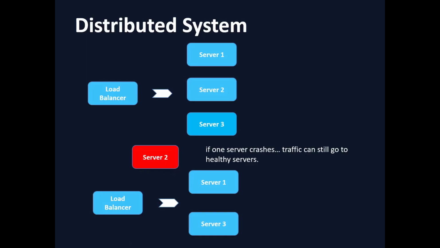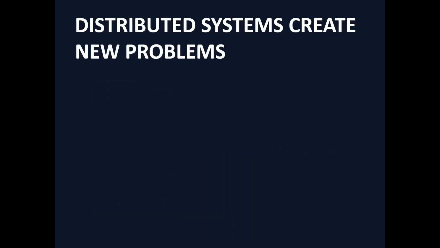But distributed systems also create entirely new challenges. Now servers must communicate with each other. And once systems communicate over a network, new failures begin. For example, network latency. In distributed systems, servers communicate over a network, and network communication always takes time. Even a small delay becomes important at scale. So now engineers must think about response time and performance.